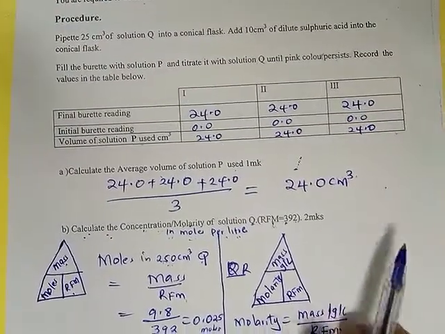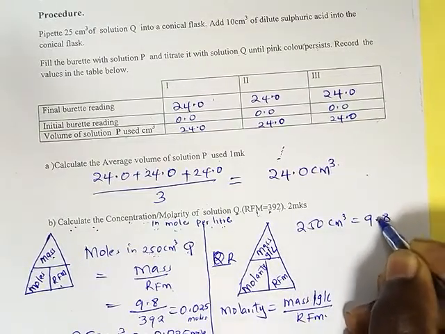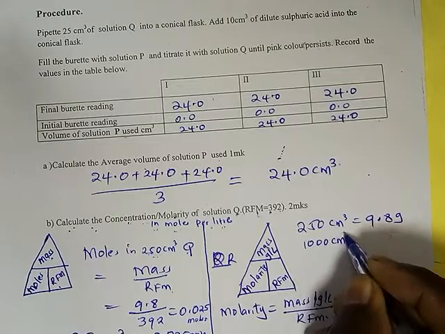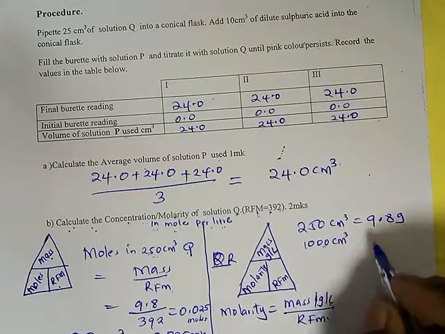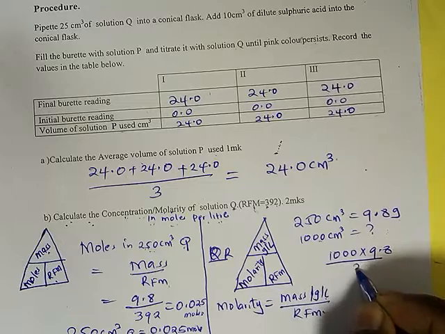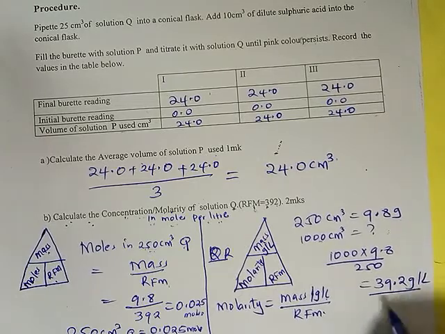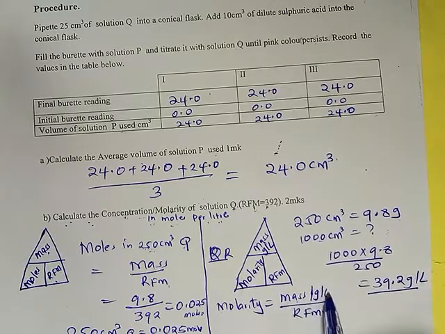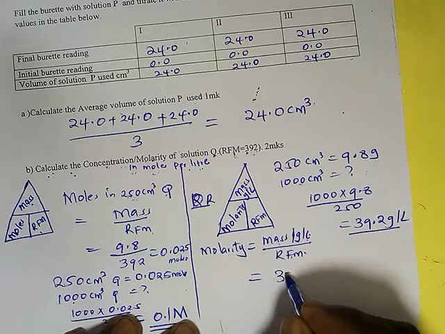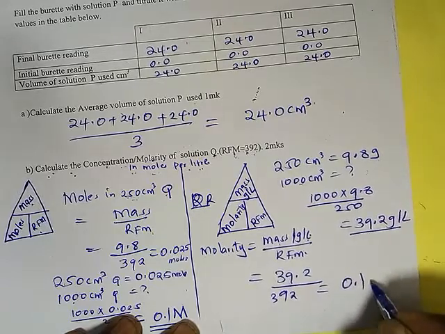So for us to use this formula, we ask ourselves that 250 centimeters cube contains 9.8 grams of that salt. 1,000 centimeters cube, that is a liter, will contain how many grams? It is 1,000 times 9.8 divided by 250. This gives 39.2 grams in 1 liter, right? Now we have mass in grams per liter. RFM we were given, therefore we can get molality. Molality is equal to 39.2 divided by 392, which will give us 0.1 capital M.